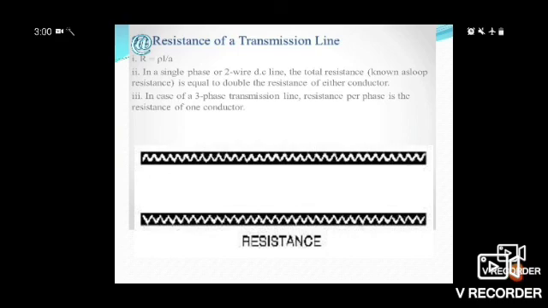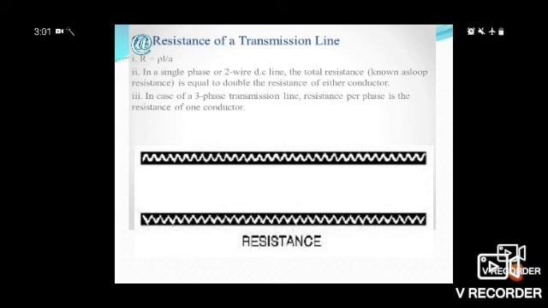The next one is the resistance of a transmission line, that is R equals rho L by A. We know this well. In a single phase or a two-wire DC line, the total resistance, known as the loop resistance, is equal to double the resistance of either conductor.